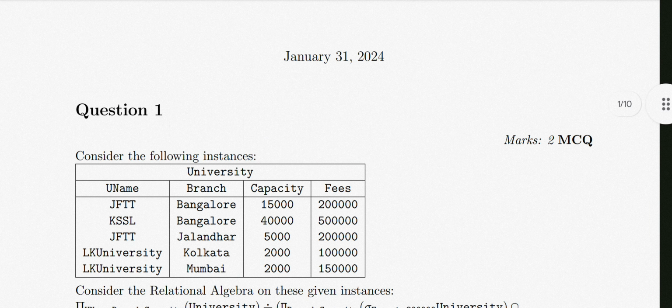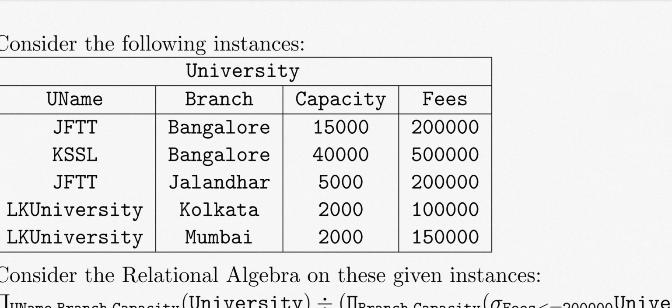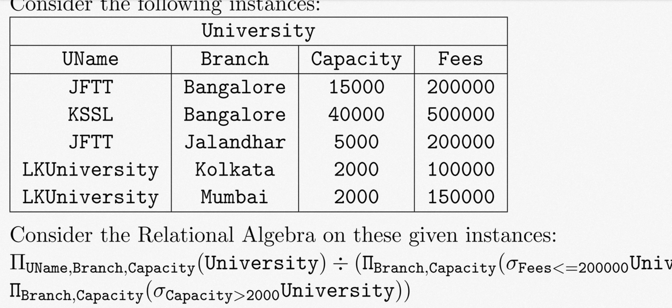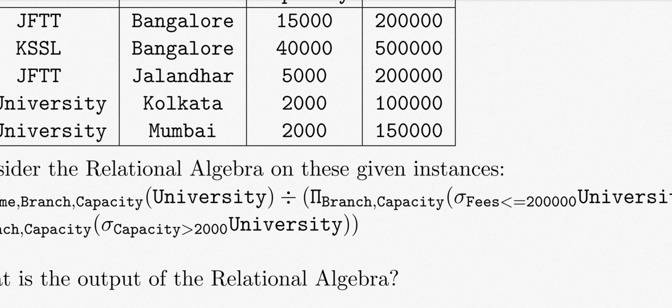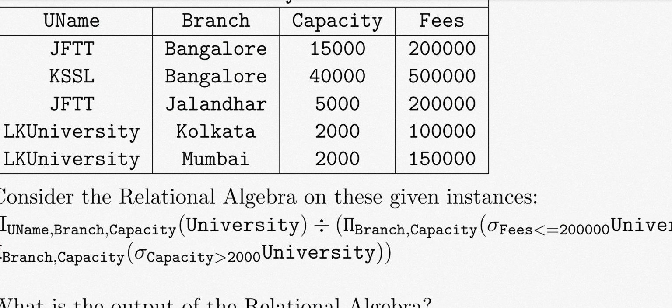Now intersect it with the other condition. Let's take that one. University, project fee, with the fees less or equal to 2 lakh. So the first tuple will be selected, the third tuple will be selected, and the fourth and fifth tuples will be selected. The KSSL Bangalore 40,000 5 lakh will be rejected. Now from that, project branch and capacity. So the branch and capacity of only those 4 tuples will be projected.